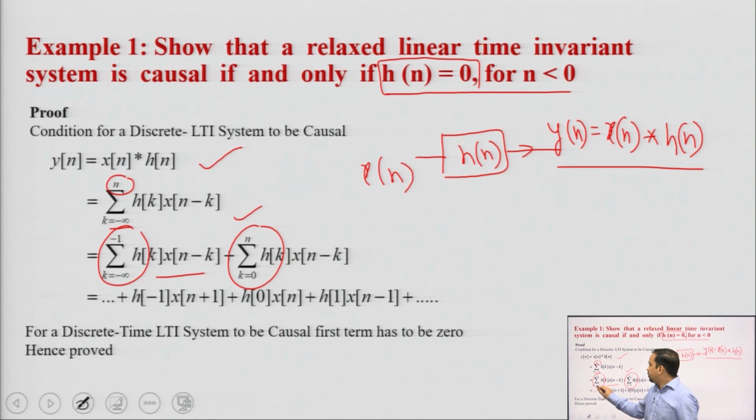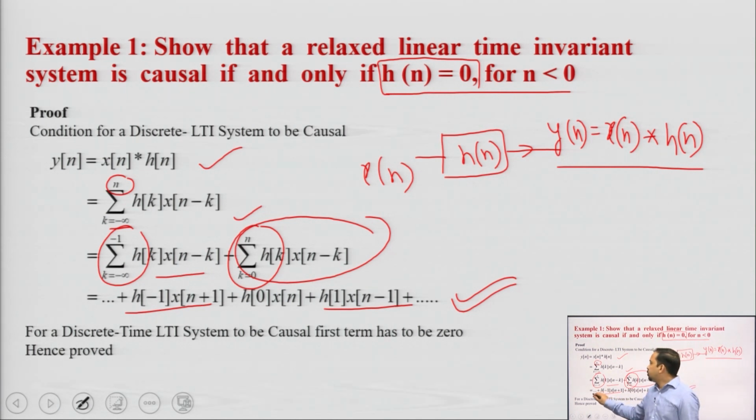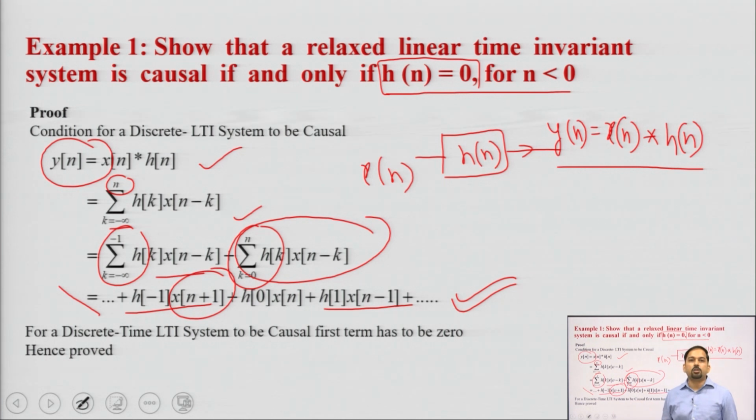So, summation at k equals minus 1 gives h[minus 1] x[n plus 1]. Similarly, expanding the other part, h[0] x[n] plus h[1] x[n minus 1] plus h[2] x[n minus 2] and so on. So, there are some terms on this side and some terms on the left side. For a discrete LTI system to be causal, we go to the definition of causal, that the present output depends upon the present value of input. So, if we want this system to be causal, that means the output y[n] must not depend upon x[n plus 1], meaning this expression must be independent of it.